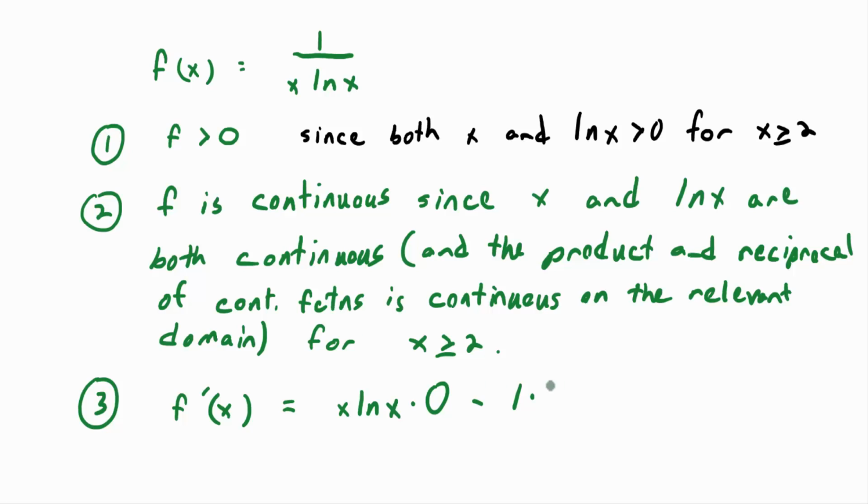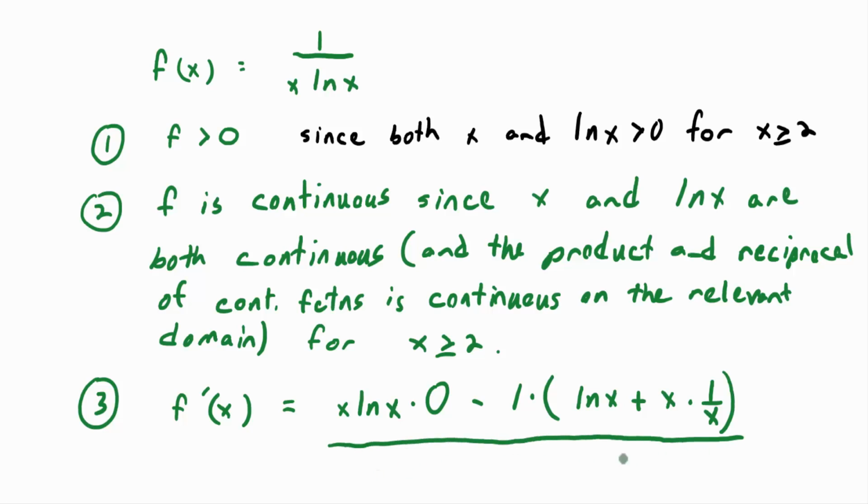Product rule. So depending on how you like to do it, you can take the derivative of the first times the second. So that gives us 1 times natural log of x plus the first times the derivative of the second. Oh, you're right. Or x times 1 over x, however you want to write it. Either way. And then all that is over x natural log x squared.